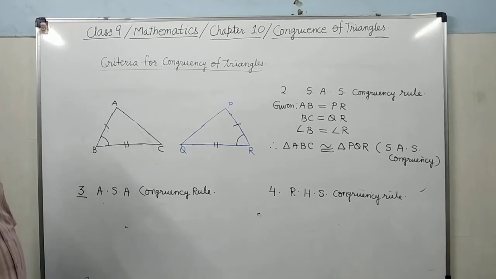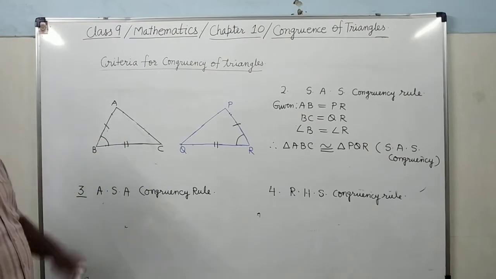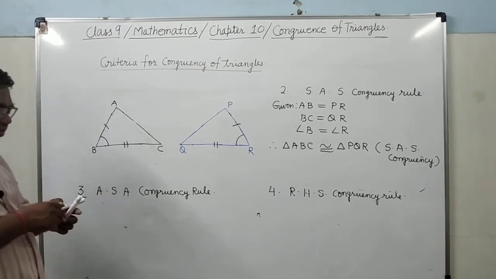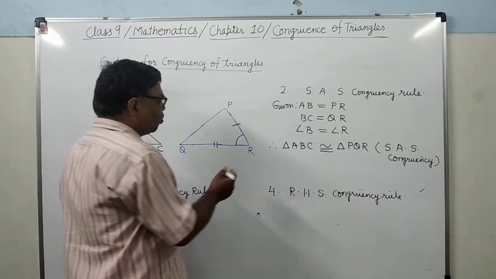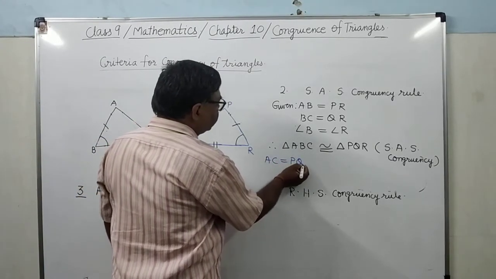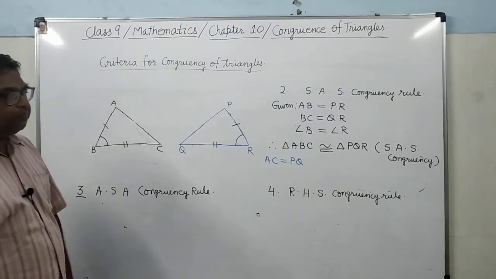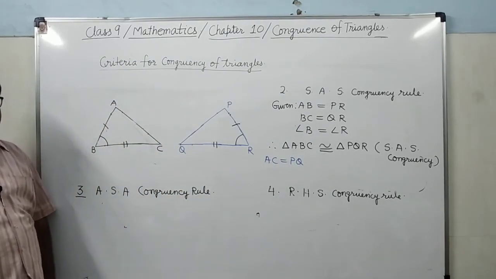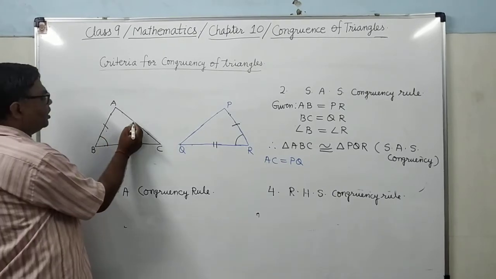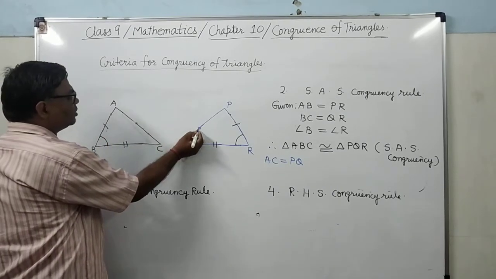So see here, which side is left? AC. There, which side is left? PQ. Means AC will be equal to PQ. By which property? By CPCTC. Corresponding parts of congruent triangles are congruent. It's clear. Now this side will be equal to this side.